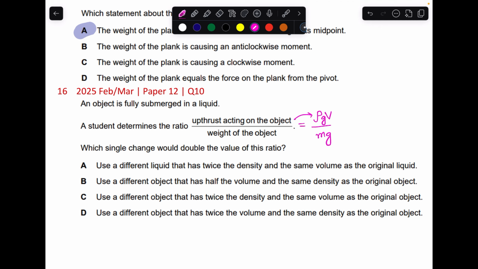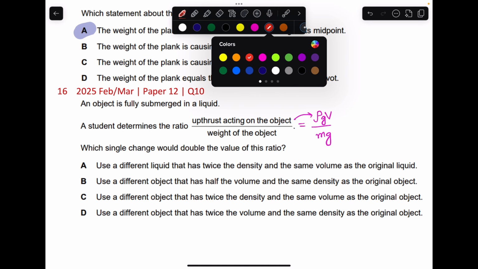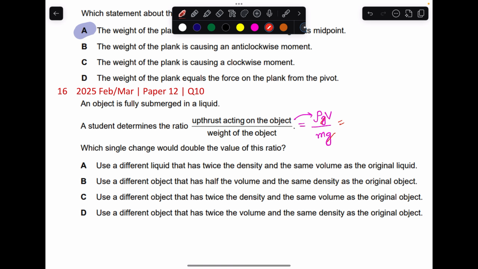Okay, we can simplify this thing further. If you see this equation, this depends on the density, the volume, the mass, and the gravity. This g can be cancelled out with each other, right? So we can cancel this g with the g. So it will give you density into volume divided by the mass.